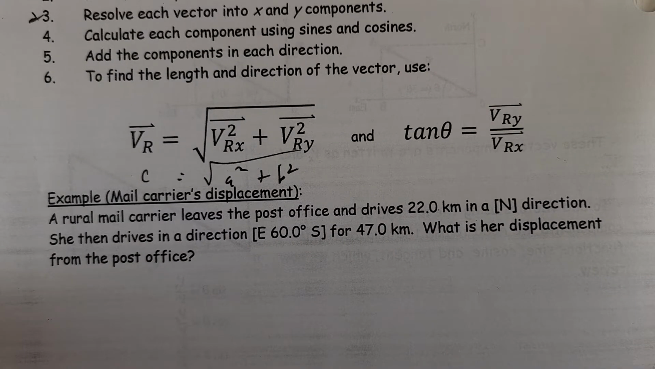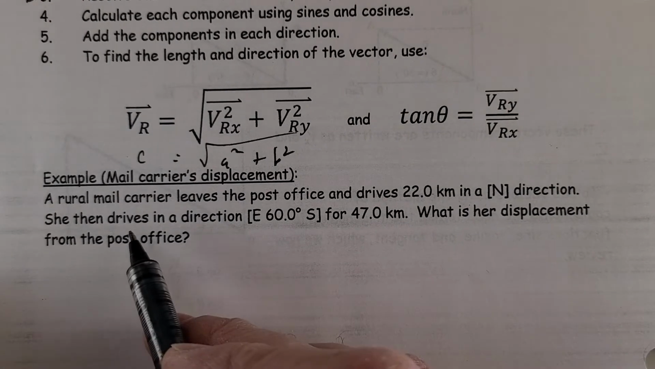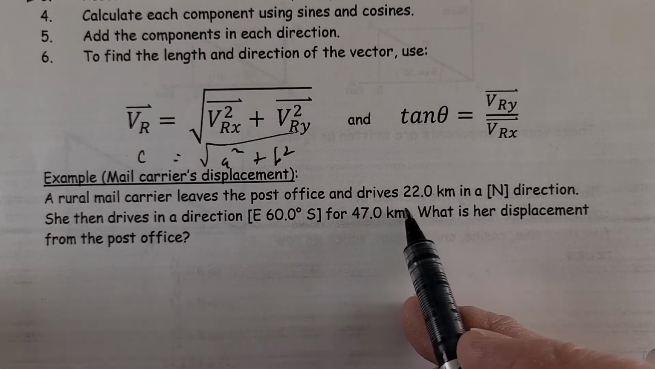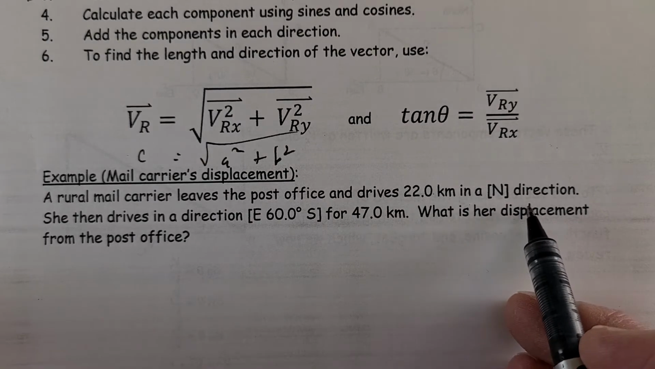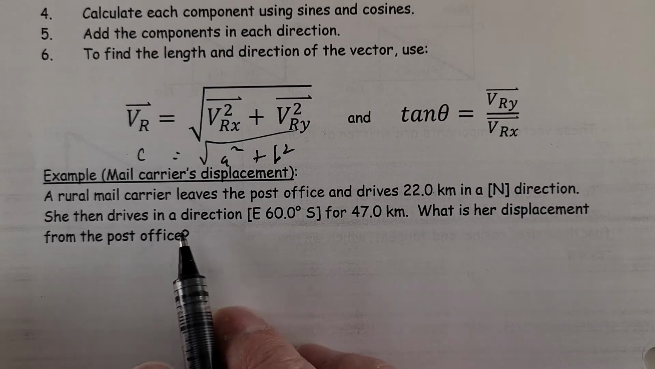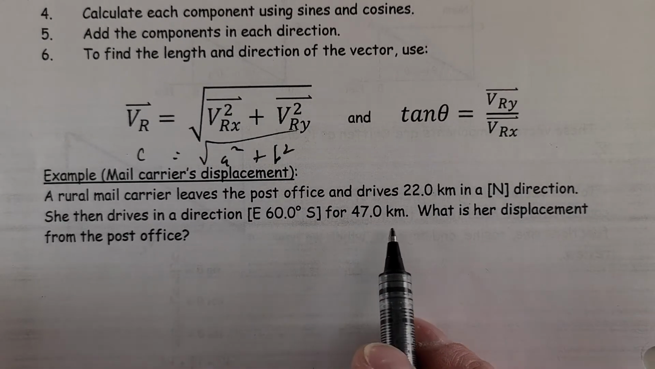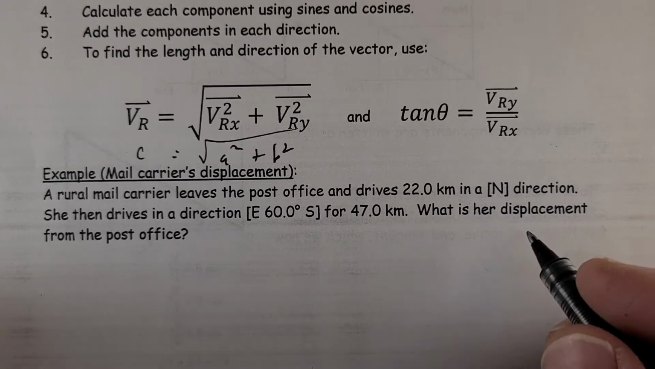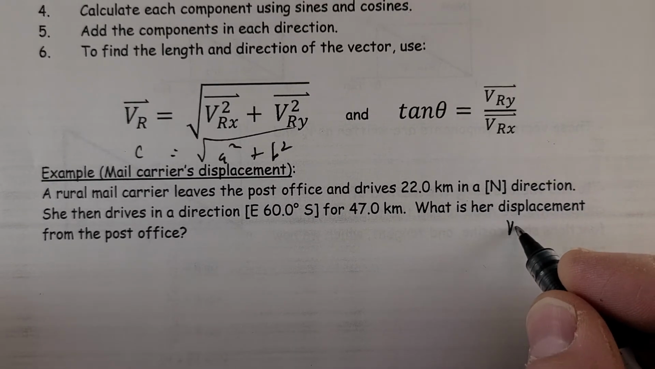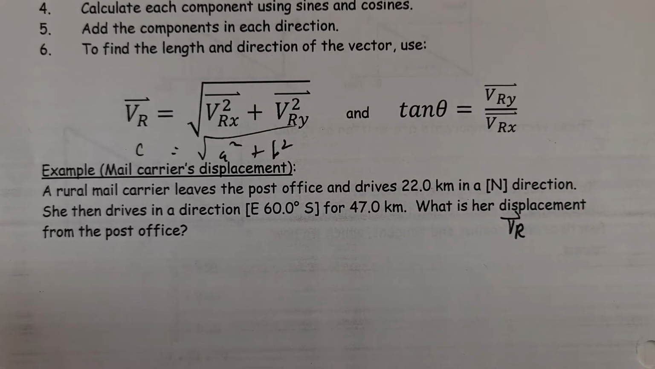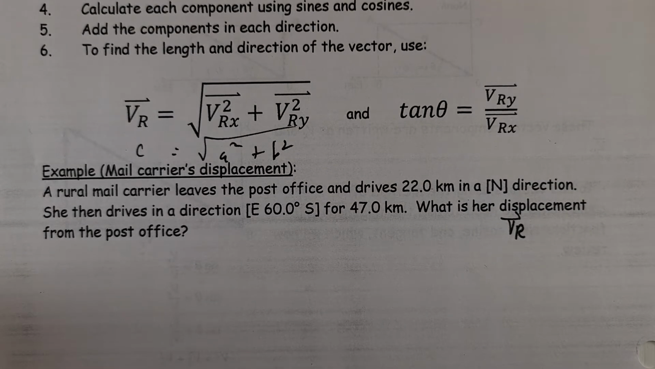All right, we'll look at an example. We'll look at 2 examples actually. So we'll look at this first one. A rural mail carrier leaves the post office and drives 22 kilometers in a north direction. She then drives in the direction east 60 south for 47 kilometers. What's her displacement? The displacement really is looking at what is their resultant vector. That's really what we're being asked there.